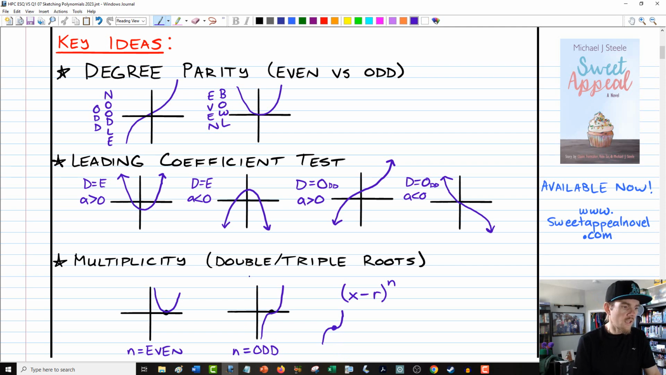So odd roots give us what we call slides. And think of it as a slide because it's kind of like woo. The sound effect comes along for the ride. And the other one we call a bounce because the graph literally bounces off.